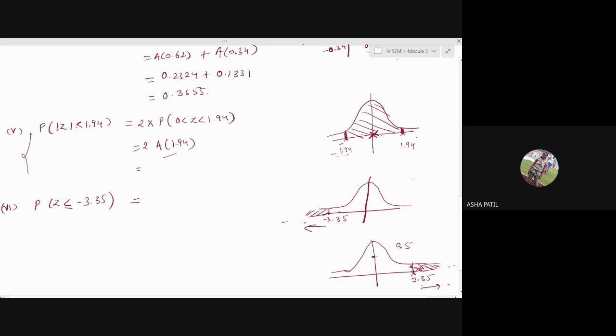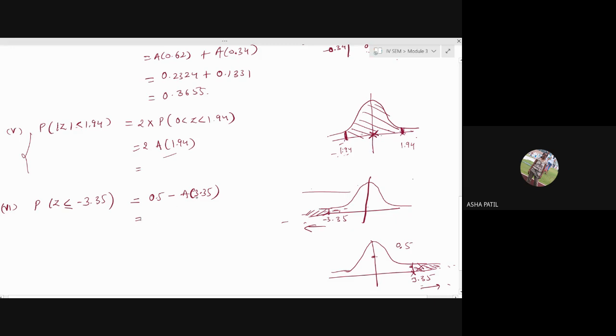If you go to this directly, again the same thing: area to the right and to the left are same. So you can write 0.5 minus A of 3.35, because we want to subtract the area from 0 to 3.35. If you subtract it from the total area to the left side, then we will get this remaining area. So 0.5 minus A of 3.35, whatever you get.